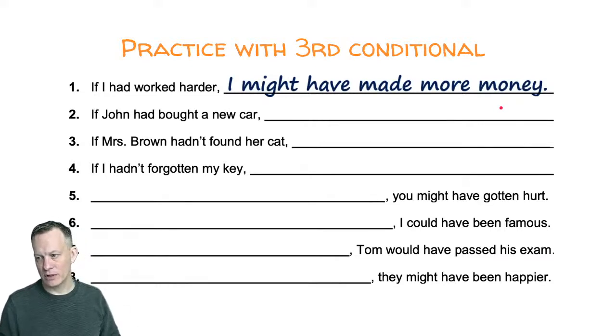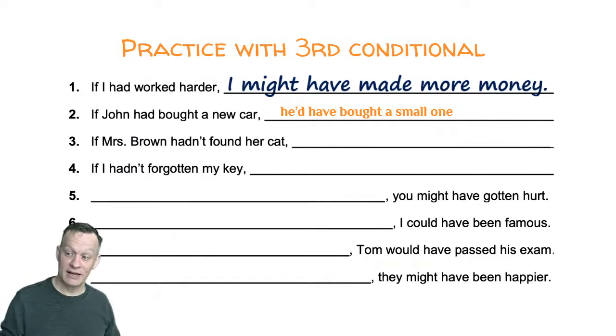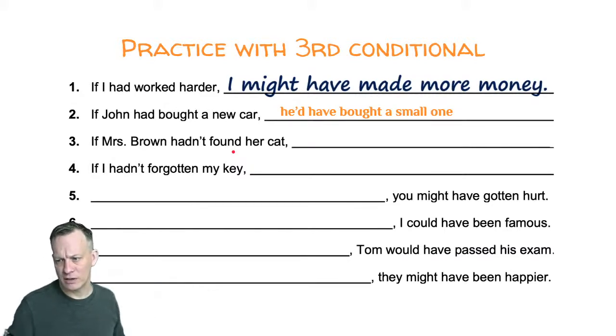If John had bought a new car, he wouldn't have been in the garage quite often. Yeah. Okay. Enrique. Good. Irene. I put if John had bought a new car, he'd have bought a small one. He would have bought a small one. If he had bought a new car, it would have been a small one. Okay. If Mrs. Brown hadn't found her cat, Irene says, he would have to buy a new one. He would have had to buy a new one, or he would have bought a new one, or she, because Mrs. is she. She would have bought a new one, Irene.